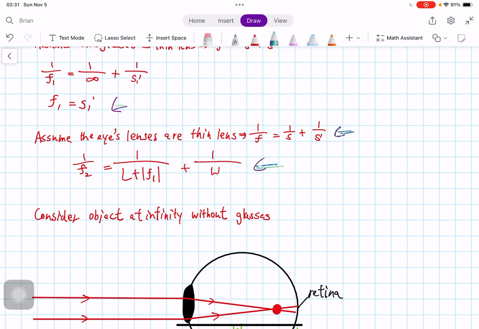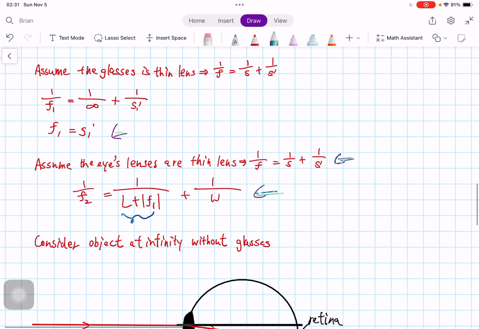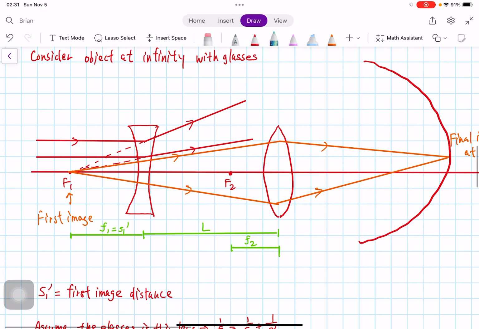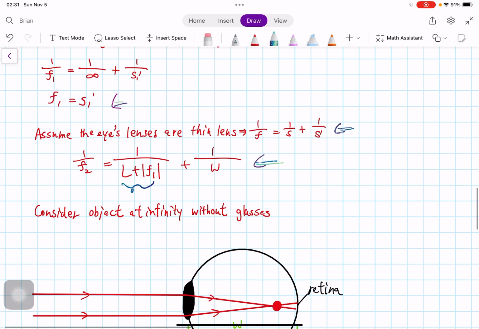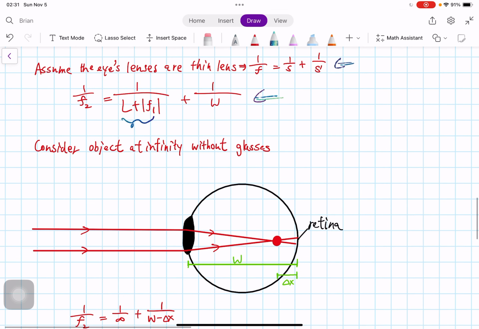And notice that I use L plus F1 since F1 is negative. So this distance, I'm talking about this distance, it has to be positive because it is a distance. So I just use absolute value. Or I could use negative F1, but in this case, I feel like using absolute value would be more appropriate.